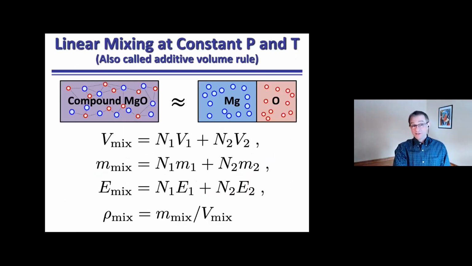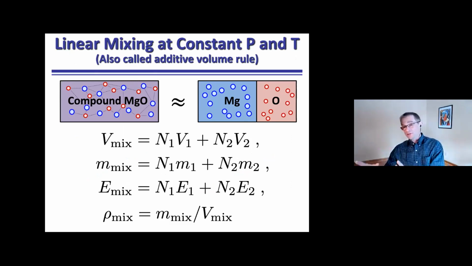What basically happens is you have a fully interacting compound. Here the example is MgO, where all the magnesium and the oxygen atoms fully interact with each other. You derive pressure and energy. And on the other side, someone comes along and says, I have a really good equation of state, say for magnesium by itself. Everything is interacting with everything.